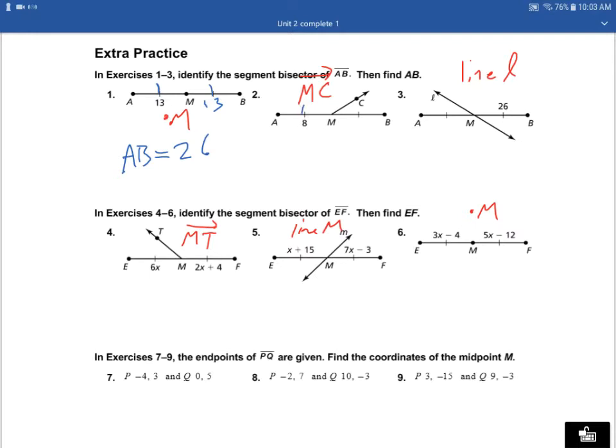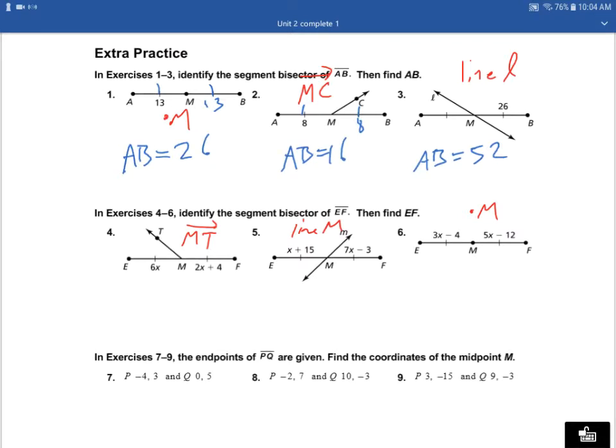If this one is 8, what's this one? 8. Also 8. This means AB is 16. Right? AB here, this is going to be 52. You just add them together. When you get to the back, the first 2 are like this. They're real simple. Where it gets a little bit more complicated is when you have variables.